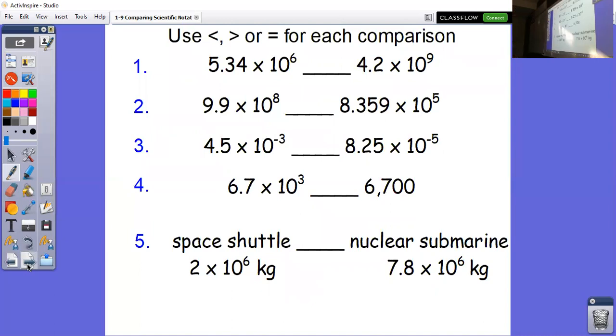Use less than, greater than, or equal to. Remember, the mouth opens towards the bigger number. I'm going to give you about 30 seconds to whip through these. These are pretty quick. Remember, you're looking at the exponents. If the exponents are the same, then you have to look at the number in front of the times 10. If the exponents are different, you just look at the exponent. Whichever exponent is bigger is the bigger number.